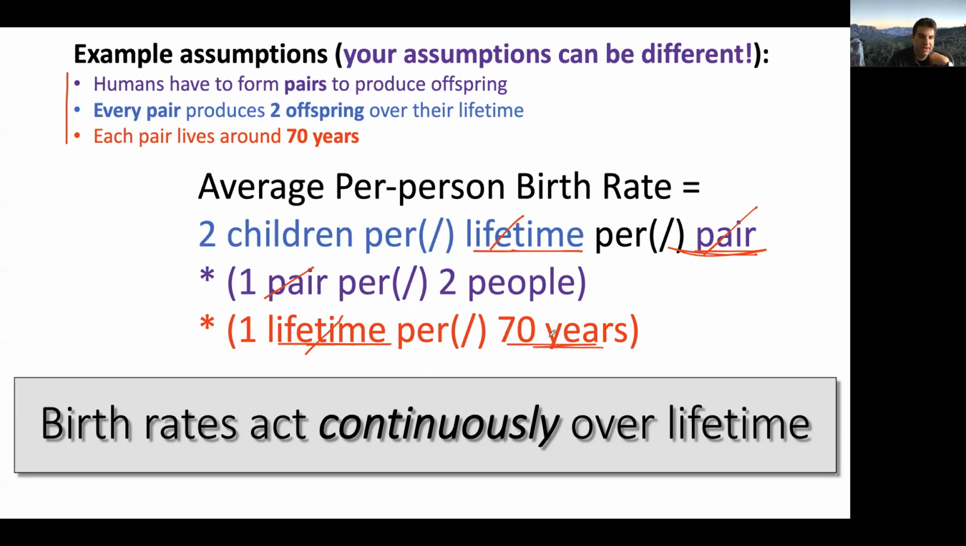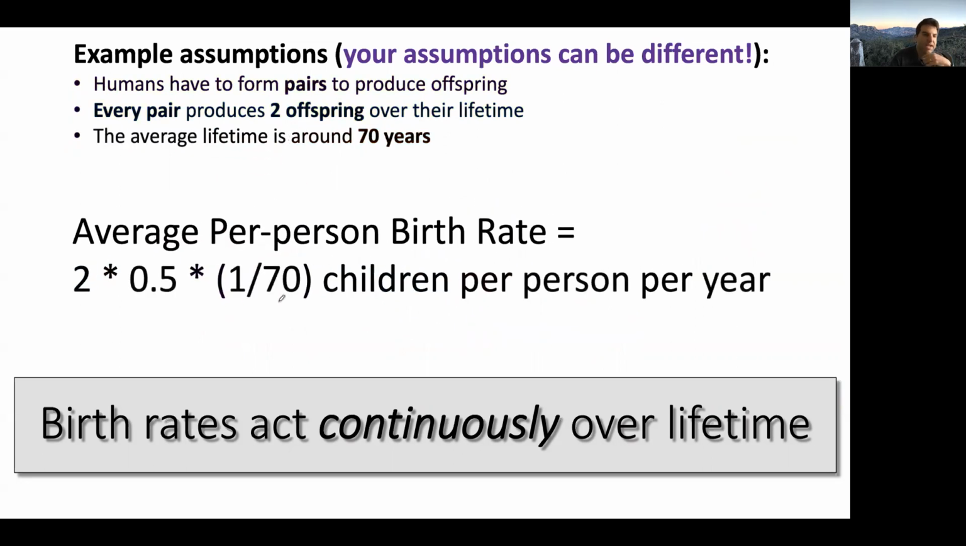And then this divided by 70 is going to say per year. So together, this 2 divided by 2 divided by 70, that will actually be the rate that we will put in for the average per person birth rate. That's the way in which we can formulate this formula. So if I just do all of that, I've got 2 divided by 2 divided by 70, and this is actually the number that we implement.